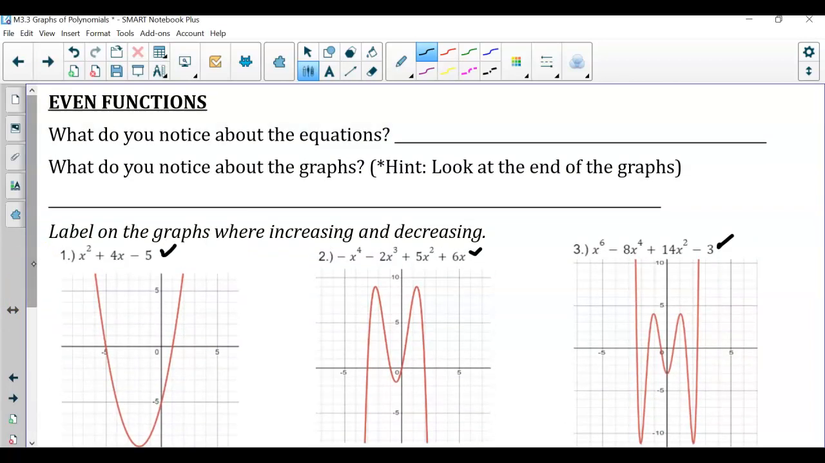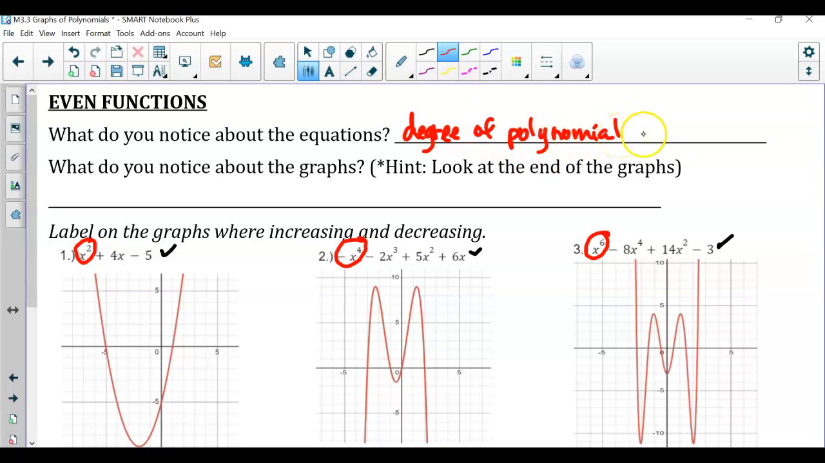Well, I notice that if you look at the highest degree, like x squared, negative x to the fourth, and x to the sixth, notice how the degree of the polynomial is always what? Even. Remember, we get the degree of the polynomial from the highest exponent. So here you have 2, 4, and 6. So for these equations, the degree is even.